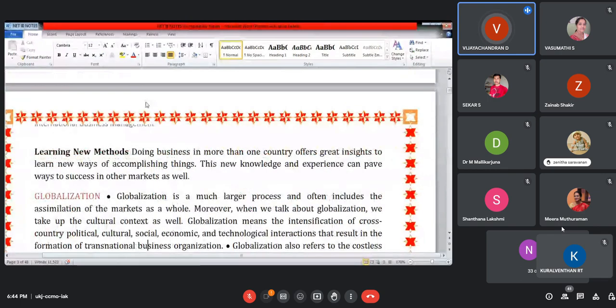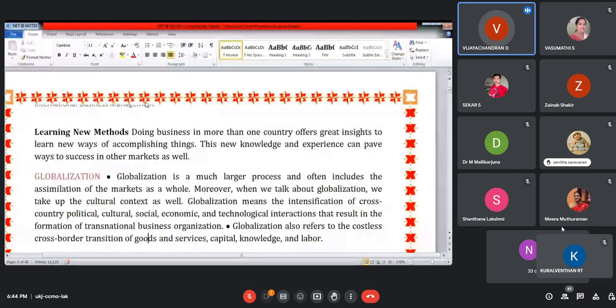And learning new methods. As you know, if you are doing business in more than one country, you can have new technology, new methods, new experience. Otherwise, your business will be confined to only one country. See, I am telling you, now we are only with 5G, but in foreign countries they are moving into 7G. I'm seeing in China they are having high speed. They are launching high speed mobile, high speed data. So technologies are advancing.